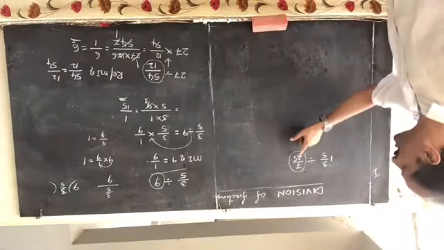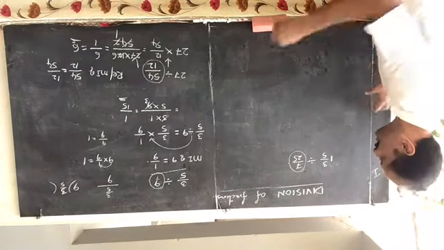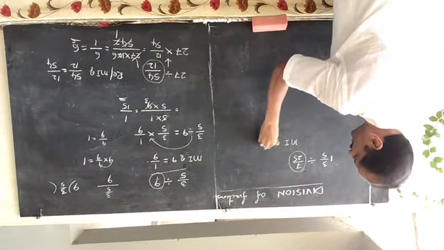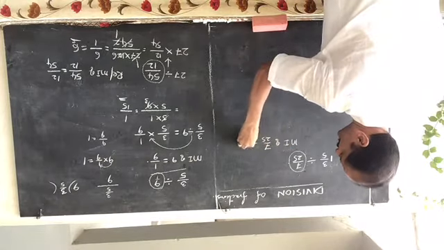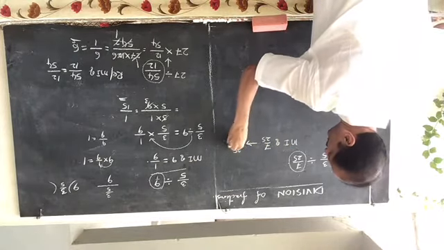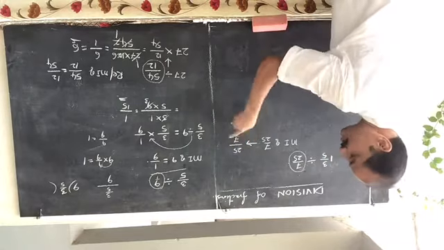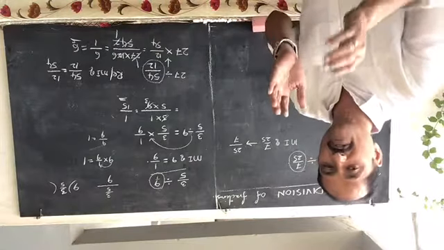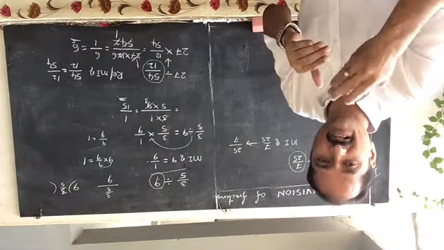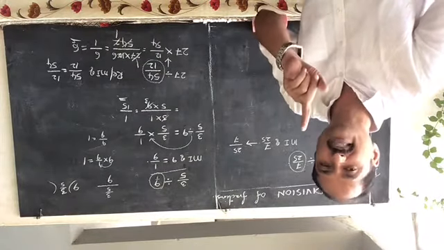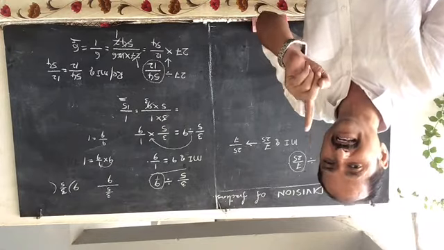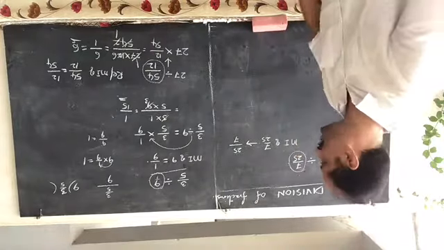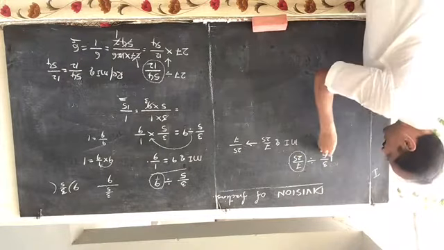Now the reciprocal of 7 by 25 is 25 by 7. So write down first: the multiplicative inverse of 7 by 25 is 25 by 7. These two are not equal. The product is 1. The product of a fraction and its multiplicative inverse is 1. So 1 is the multiplicative identity. What is the additive identity? Yes, 0.